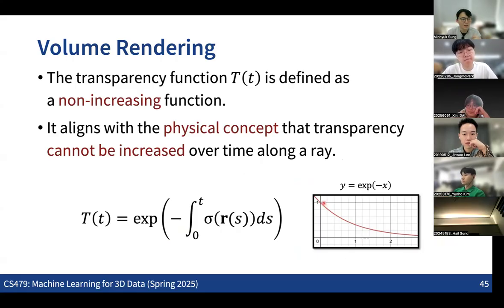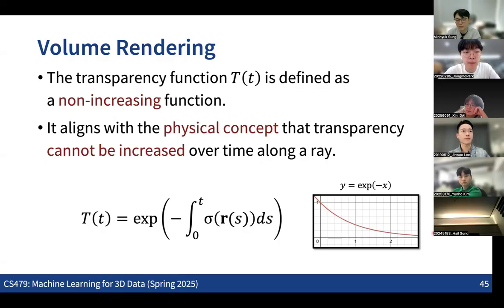And second, it starts from 1. It also makes sense. At the very beginning, the transparency should be 1. There's nothing that should be occluded, right? So it's also basically aligned with the physical concept of transparency. The third thing is that you can see that this quantity is also being decreased over time.